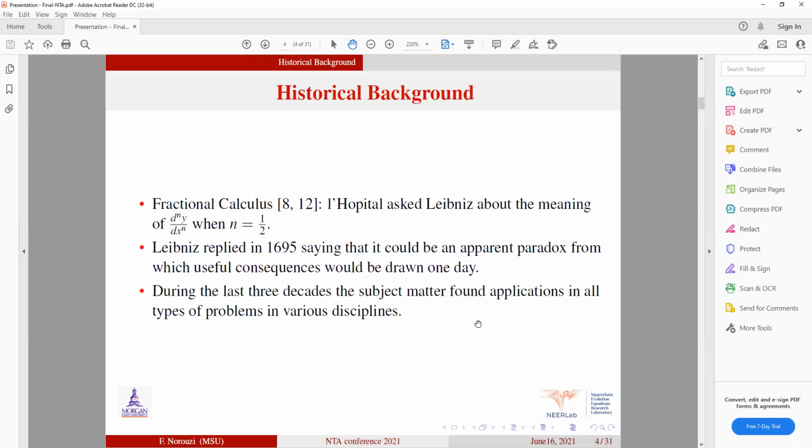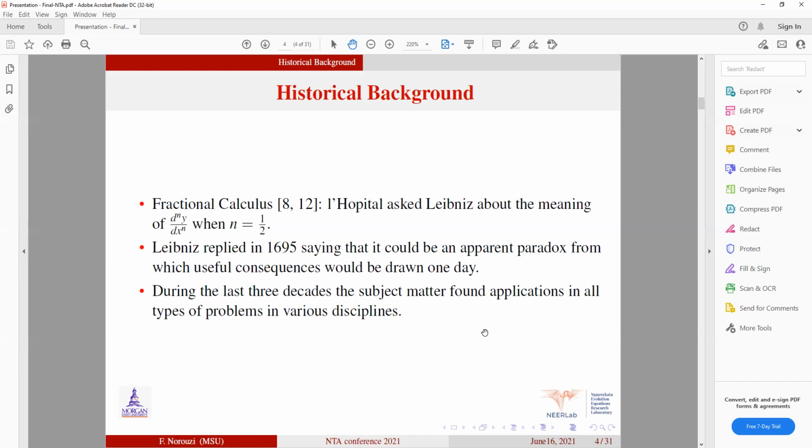As the historical background, what is fractional calculus? Fractional calculus goes back to 1695, when L'Hopital asked Leibniz about the meaning of the derivative of y with respect to x when n is not an integer. In other words, it's 1/2 or any non-integer case. And Leibniz replied in 1695 that it could be an apparent paradox from which useful consequences will be drawn one day in the future.